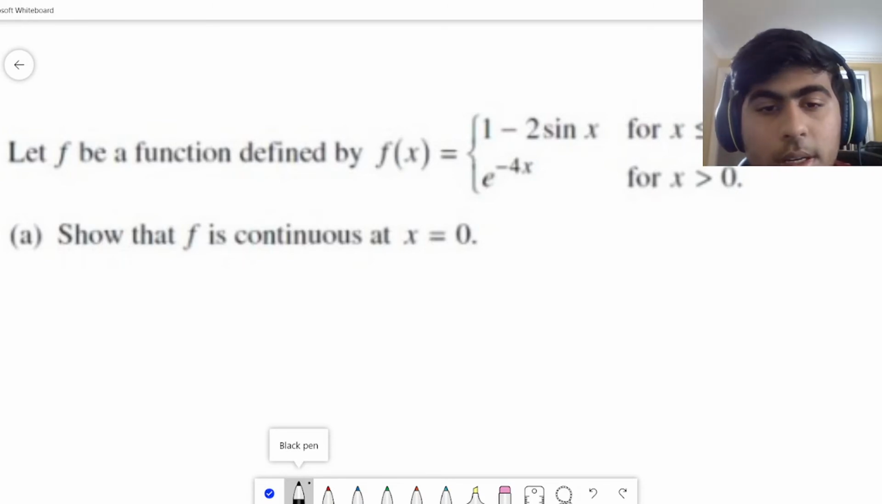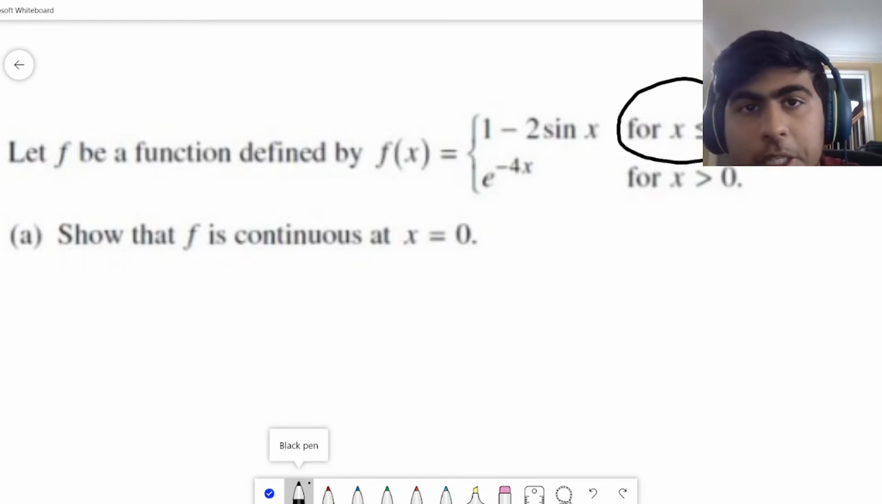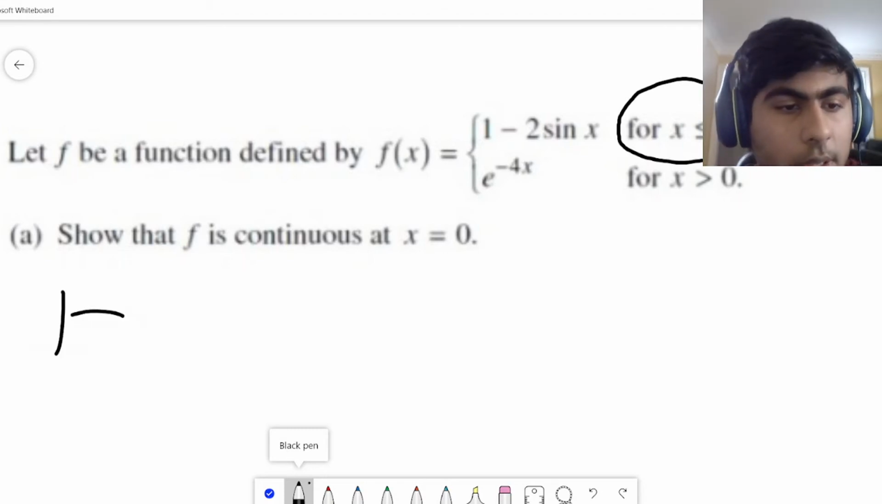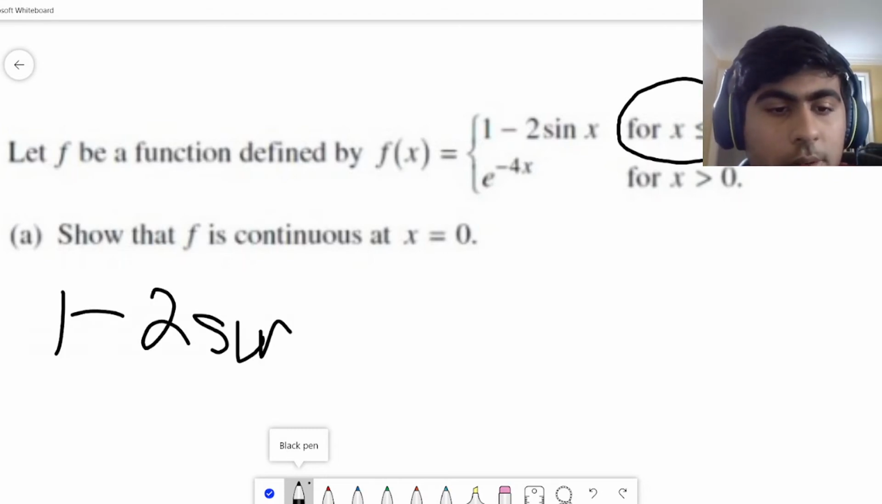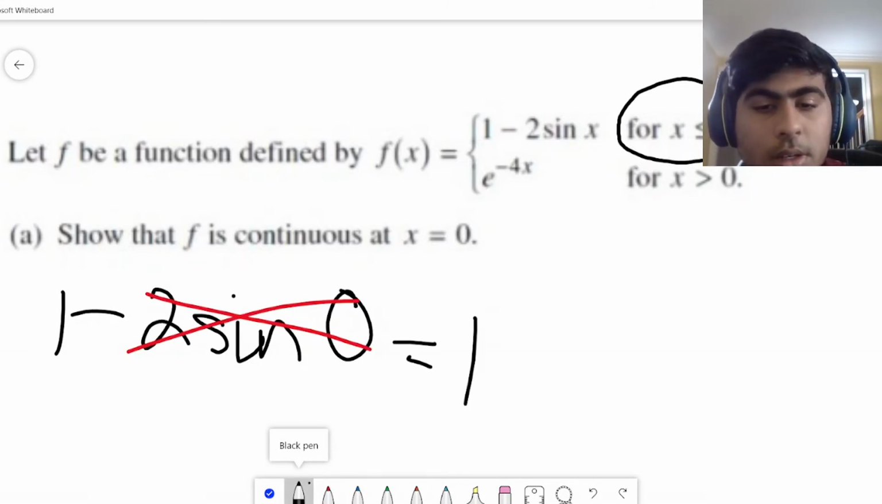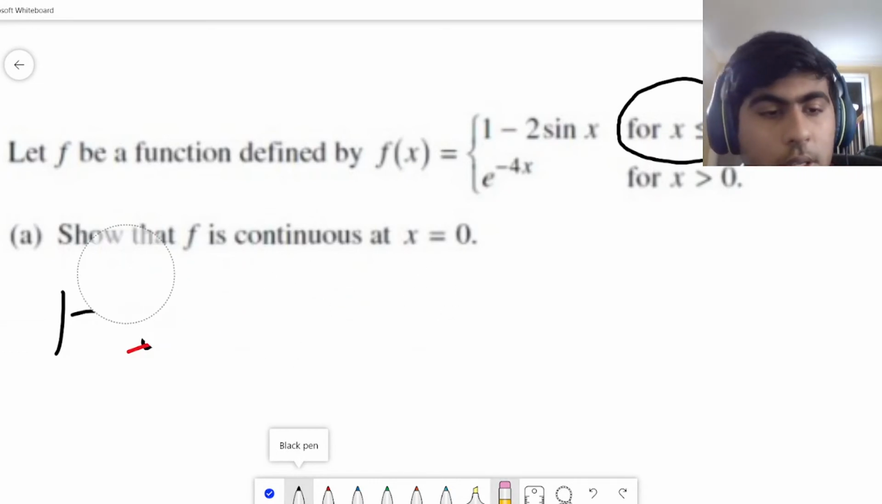Let's see. This one up here is the one that has the non-strict equality, the one that includes 0. So we plug 0 into there. 1 minus 2 sine 0. Well, sine 0 is just 0, so this cancels out, and you just have 1. So the first criteria, we have 1.